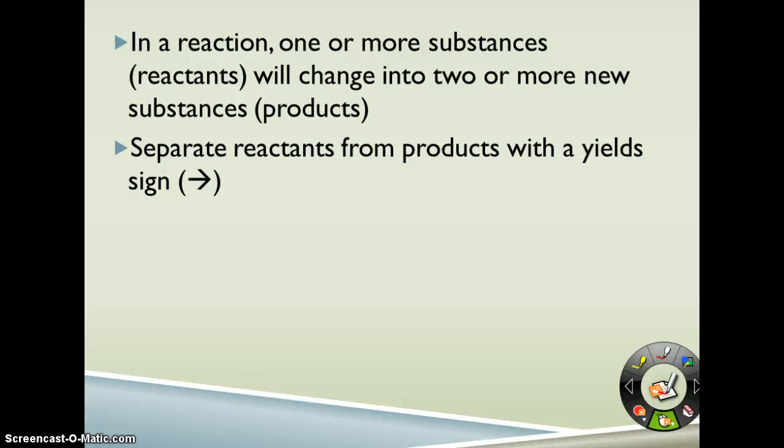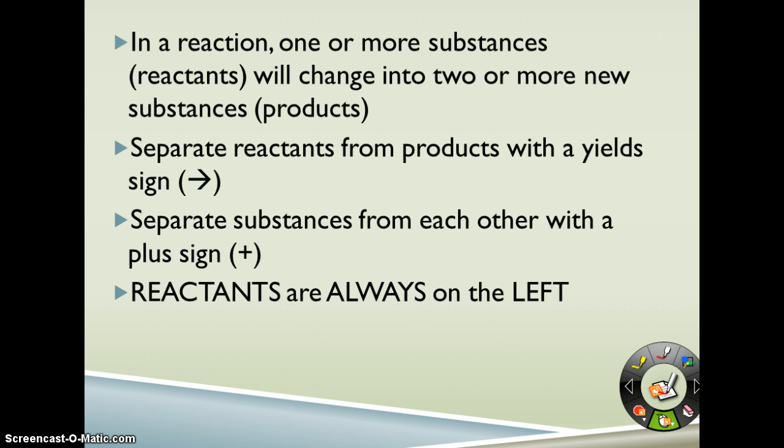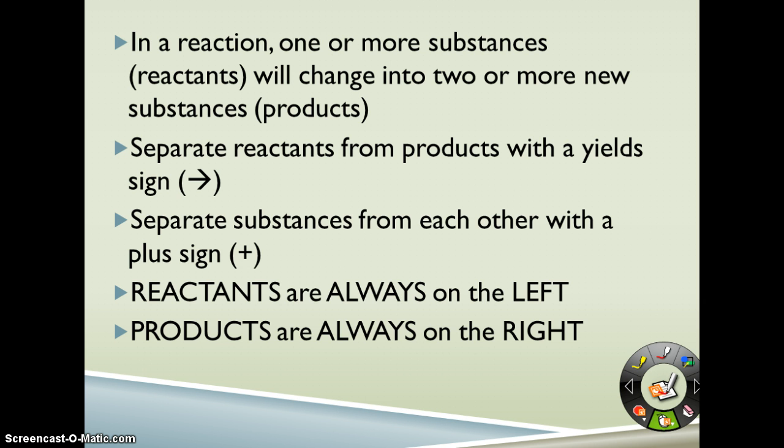We're going to separate our reactants from our products with a yield sign, so it's going to be an arrow, usually pointing to the right, but as we've seen, sometimes you can have a reversible reaction where your arrows go both directions. You're going to separate substances from each other with a plus sign, so if you have more than one reactant, you're going to have a plus sign in between each compound. If you have more than one product, you're going to have a plus sign in between each compound. Your reactants will always be on the left, even if it's a reversible reaction, and your products will always be on the right. So reactants to products.